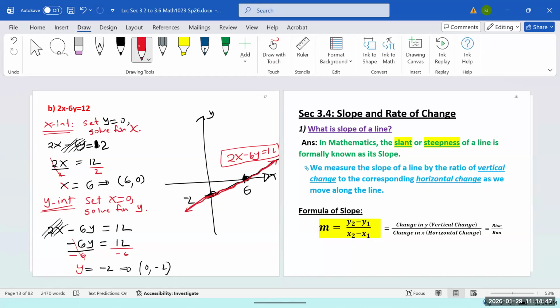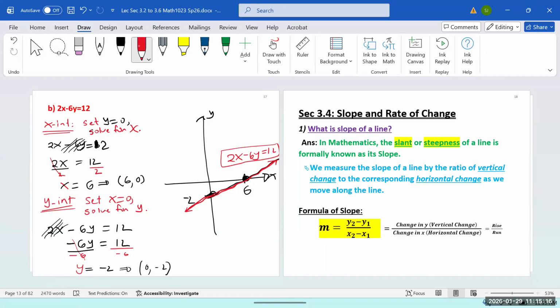Okay, now another interesting section, slope and rate of change. So slope, what is the slope of a line? The slope of a line tells you how you move from the left side to the right side. When you walk from your left side to your right side, there are several directions. One direction is either you are moving upward or you are moving downward.